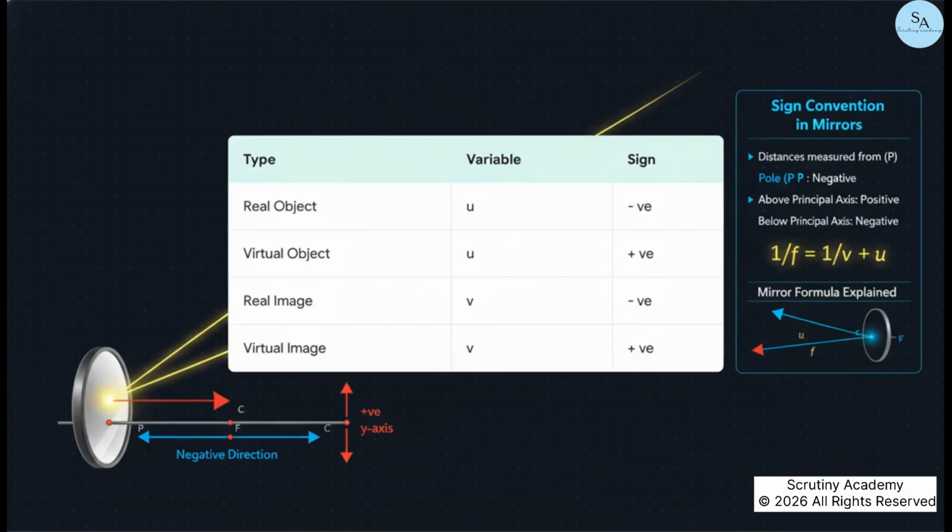Now, pay close attention to this table because it's absolutely crucial. It connects our sign convention directly to that formula we just saw. So for a real object, u is negative. If a real image forms where the light rays actually cross, then v is also negative. But if you get a virtual image, one that seems to be behind the mirror, then v will be positive. Think of this as your ultimate cheat sheet for getting the signs right every single time.